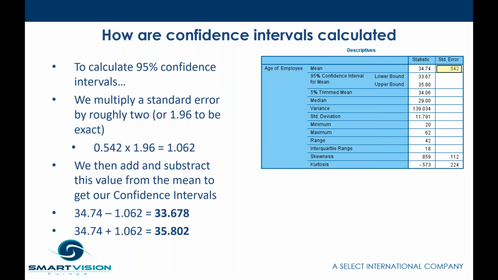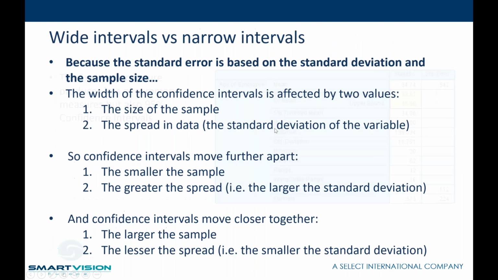If I didn't multiply it by 1.96 and I just took it away and added it to the mean, as 0.542, I'd actually be calculating 68% confidence intervals. And if I wanted 99% confidence intervals, I'd actually triple it. I'd multiply it by roughly 3 and add it and take it away from these two values.